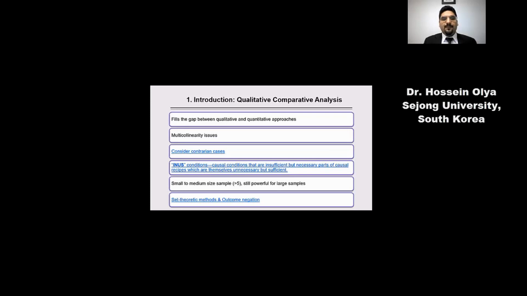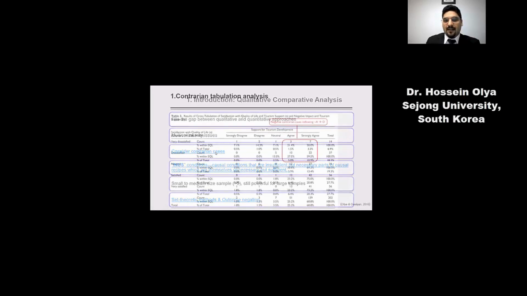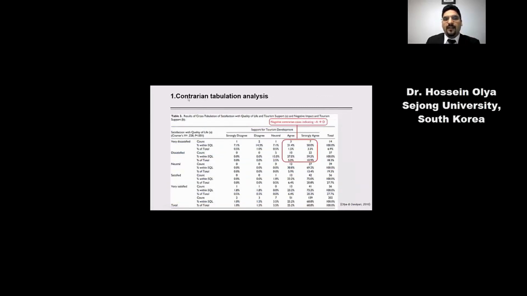The third property of this approach is that it considers contrarian cases. I will exemplify what the contrarian cases are. This is a result of one of my studies published in the Journal of Travel Research just last year. I measured the support of tourism development by residents as the outcome, and also satisfaction with their quality of life as an indicator.